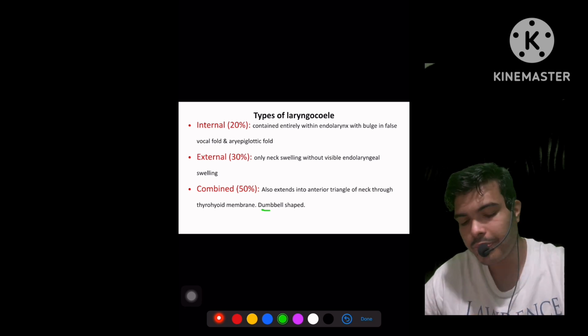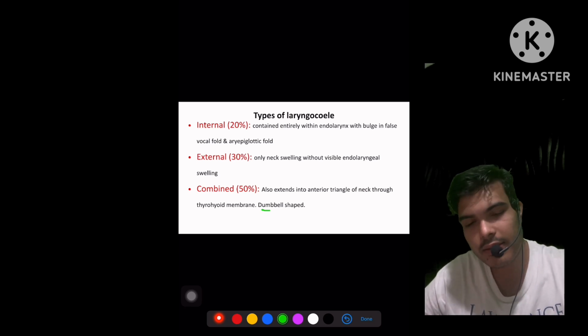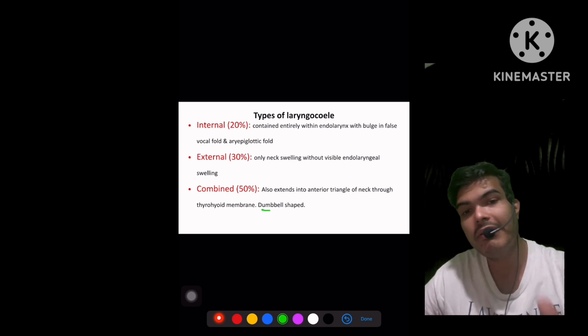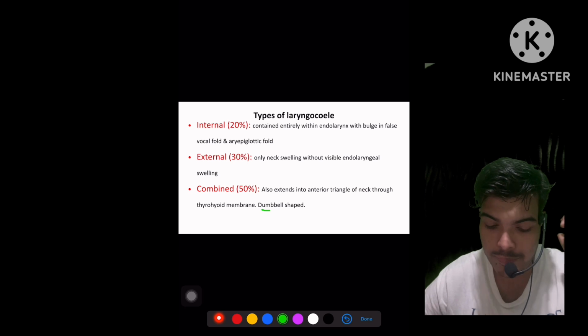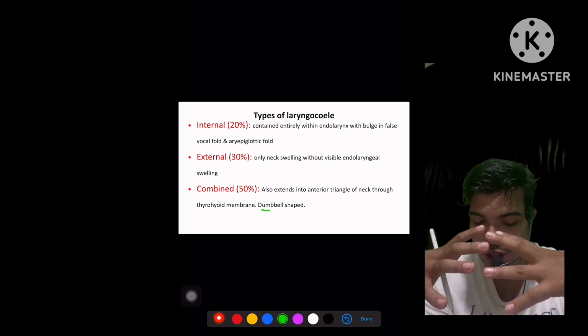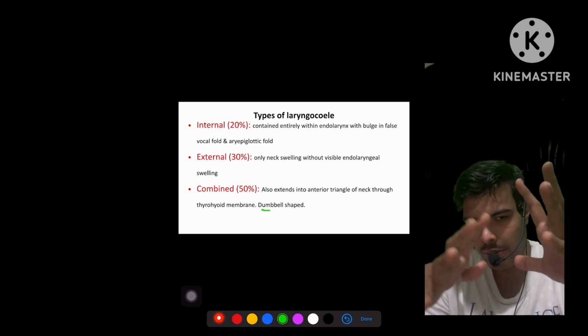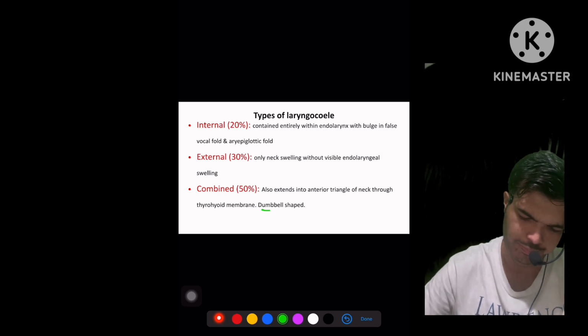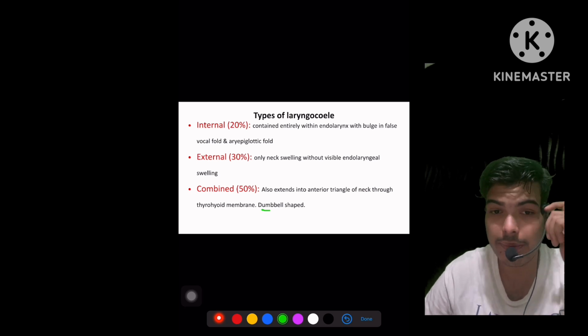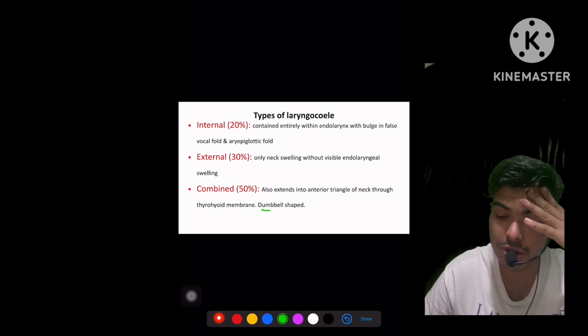Next, of course, it is present at the area of the false and true vocal cords. So hoarseness of voice, increase in the swelling size during valsalva. Okay, stridor can be there. The stridor is usually seen in the endolaryngeal laryngocele. If it's obstructing the airway, there can be stridor, and they can also turn into an infected condition, which is known as pyocele.